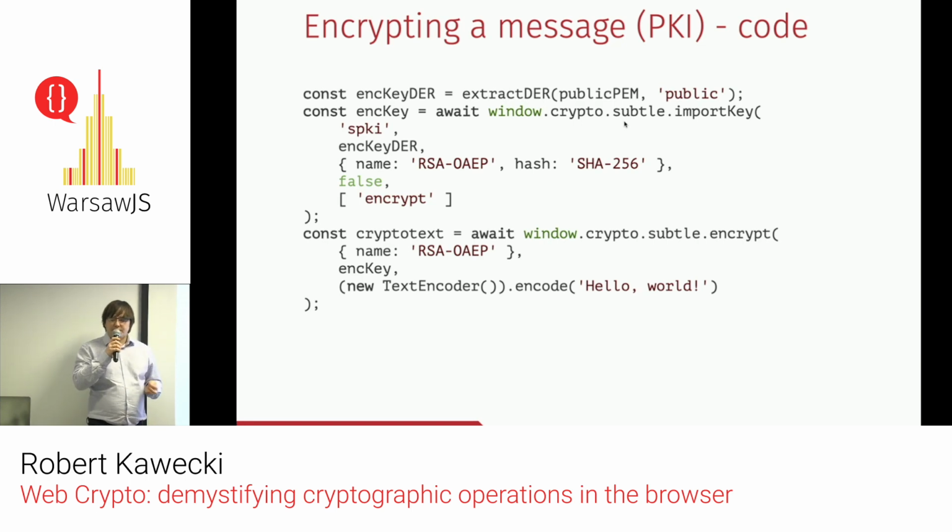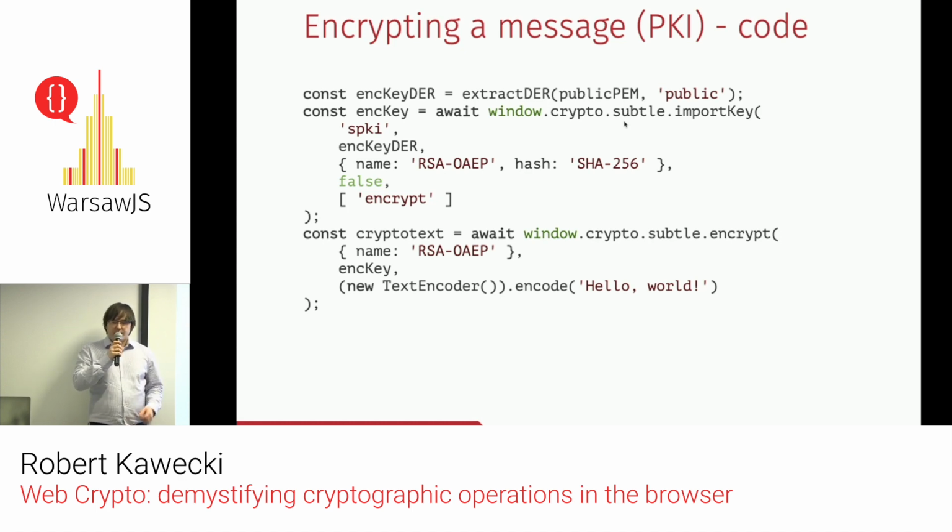And this is what importKey returns. Actually, it returns a promise, so we have to use await or then, the promise operators for asynchronous operations in JavaScript. So when we've got the public key object, we can use it as a parameter to encrypt. We just pass the object itself and pass some parameters.